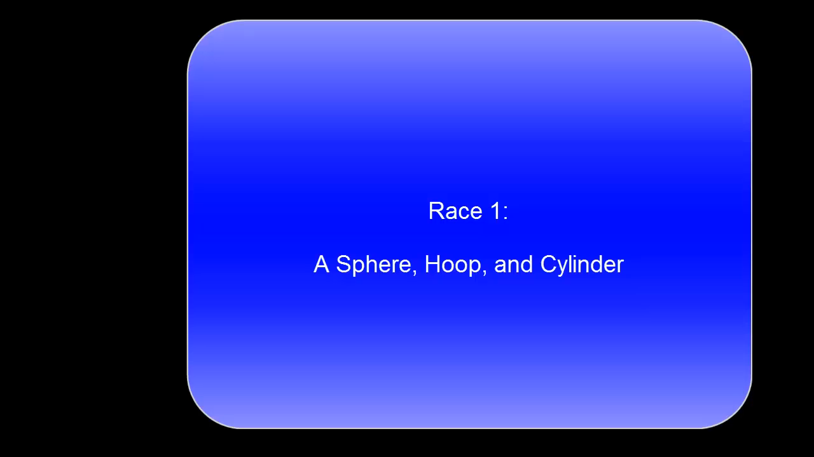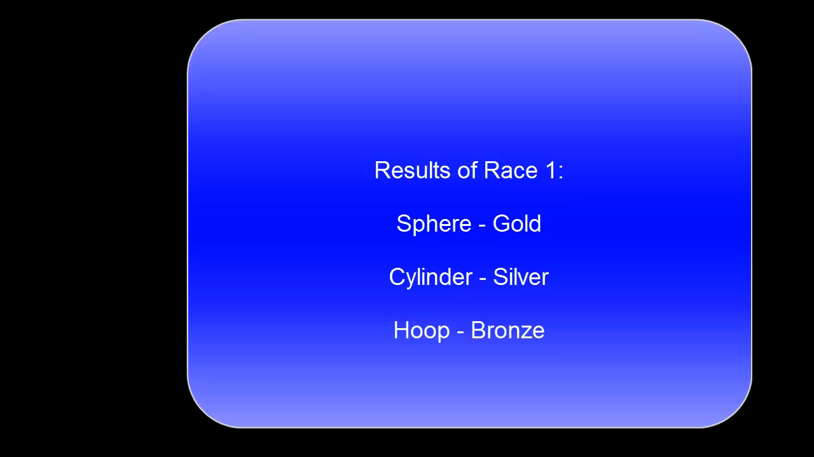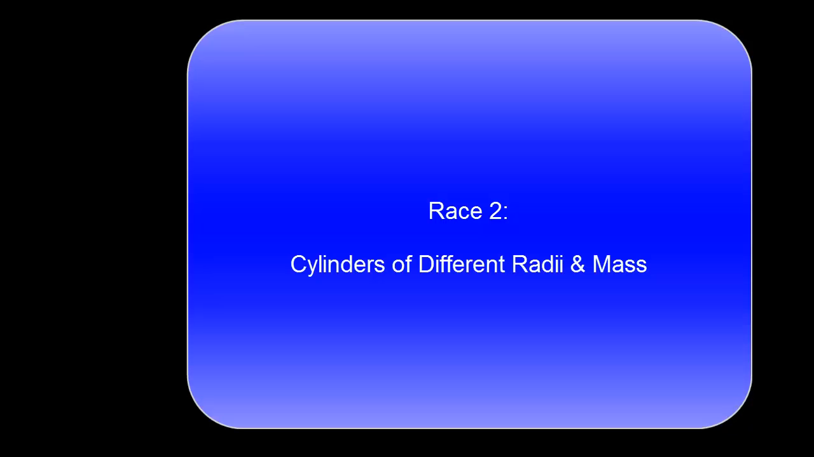In race 1, we have a sphere, a hoop, and a cylinder. Ready, get set, go. In race 2, we have two cylinders of different radii and masses. It's a tie.